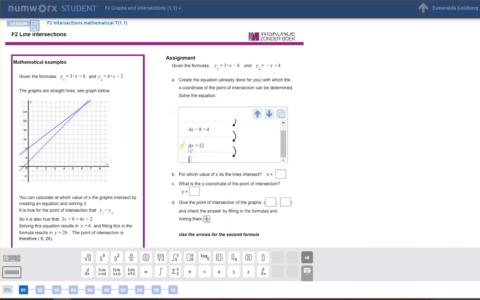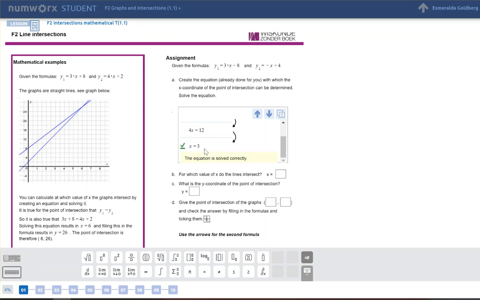Now we have x's on the left, regular numbers on the right, so the last step is to find out what x is by dividing by the number in front of x. So we're dividing by 4, and the number that we're dividing by 4 is the number over here, 12. 12 divided by 4, that's 3.